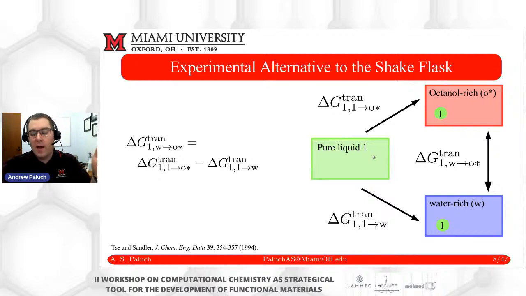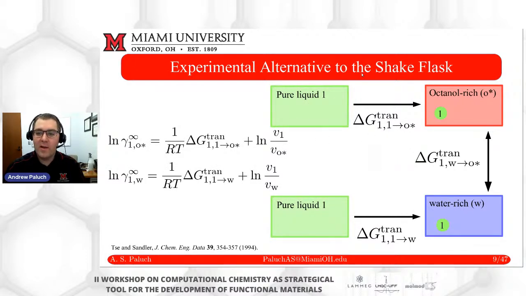That gives me independent measurements: can I measure the transfer free energy of going from pure liquid to octanol, and likewise from pure liquid to water? So I perform independent experiments involving my octanol-rich phase and my water-rich phase. Essentially, how they did that is that the transfer free energy from pure liquid to octanol, or pure liquid to water, is directly related to a limiting activity coefficient. My limiting activity coefficient of component one in my octanol-rich phase is equivalent to this dimensionless transfer free energy plus a log ratio of volumes. So I could perform an independent chromatographic experiment using only my pure octanol-rich phase, and another using my pure water phase, to measure the limiting activity coefficient.